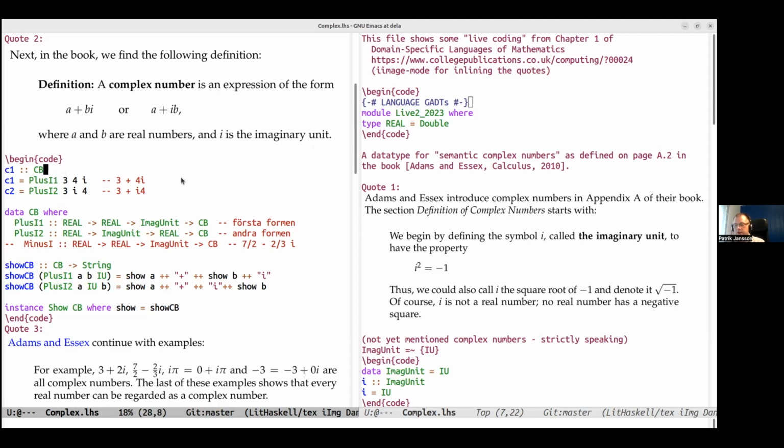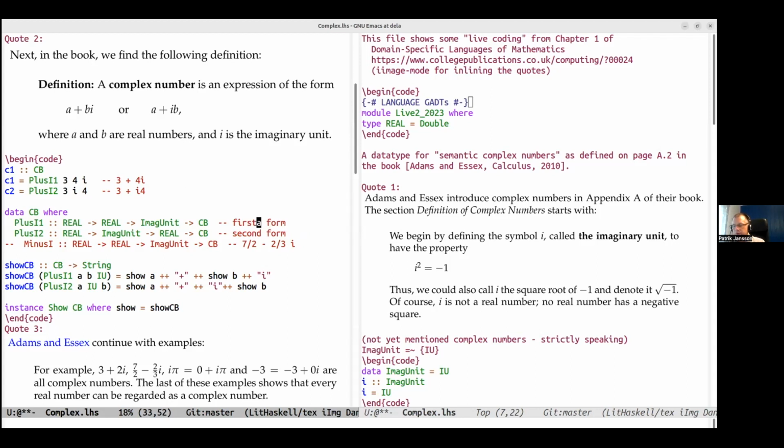Okay, I've tried to code that up here in Haskell, saying the data type CB, so version B of complex numbers. I actually had a version A before, but I've skipped it now. It has 2 constructors. There are 2 different ways, just like left and right in the Either type. So the first form, and the second form.